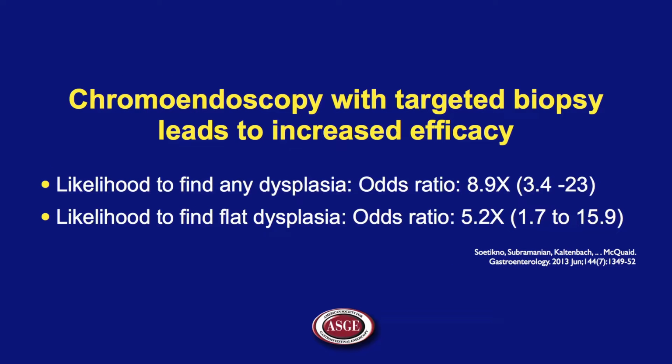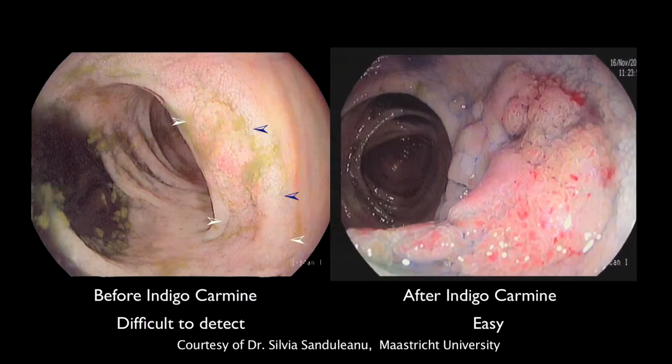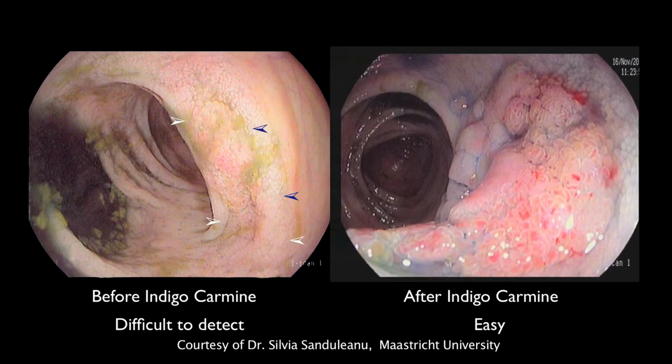Chromoendoscopy with targeted biopsy increased the likelihood of detecting any dysplasia by 9 times compared to white light, and the likelihood of detecting nonpolypoid dysplasia was 5 times higher. The potential of enhanced mucosal visualization in colitic patients is demonstrated in this case of a missed flat lesion during surveillance colonoscopy using white light and random biopsy alone. When dilute indigo carmine was sprayed throughout the colon at next surveillance, this subtle lesion became visible.